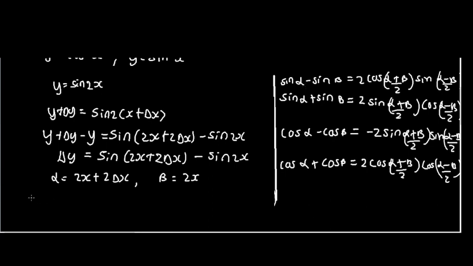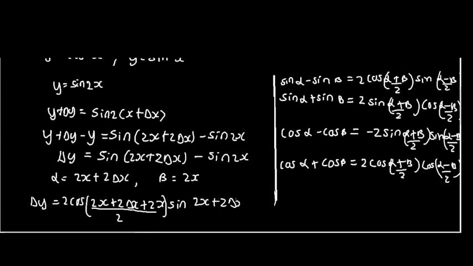And then let's apply factor formula. So from factor formula, we shall have change in y equal to 2 cos of 2x plus 2 change in x, which is the alpha, plus the beta, which is 2x, the whole of this being divided through by the 2. And then sine 2x plus 2 change in x minus 2x, all of this being divided through by 2.